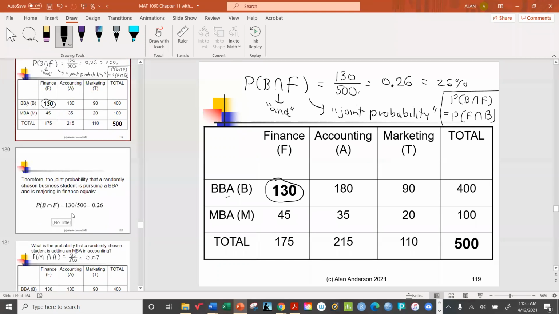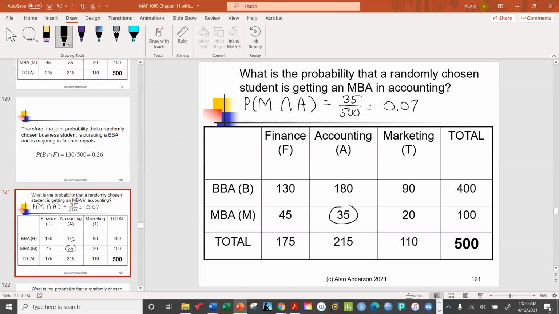So how about this next one? What if instead I want to know the probability that a randomly chosen student is getting their MBA in accounting? Ooh, well, based on the same logic, you can see that right here is where those two categories intersect each other. This column is all the accounting majors. This row is the MBA students. There are 35 who belong to both categories. 35 people getting their MBAs in accounting. And when you divide by the total population of students here, 500, you're going to get 0.07, which is 7%.